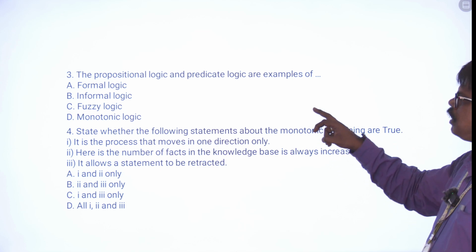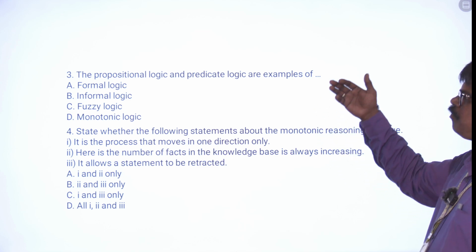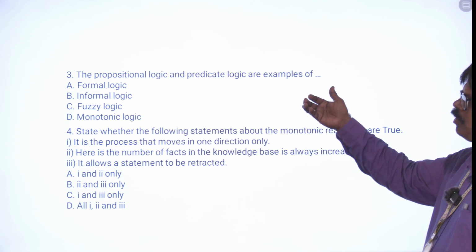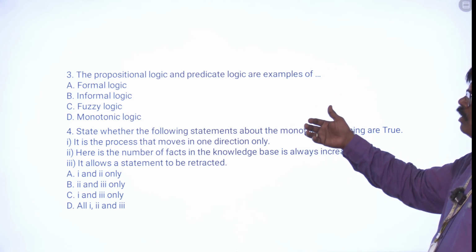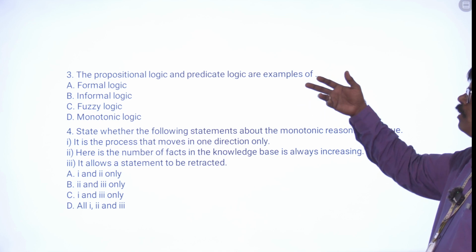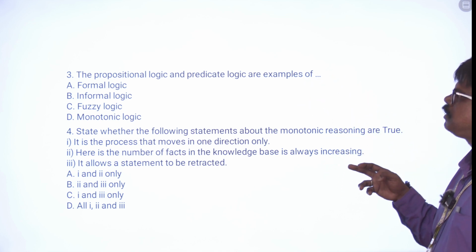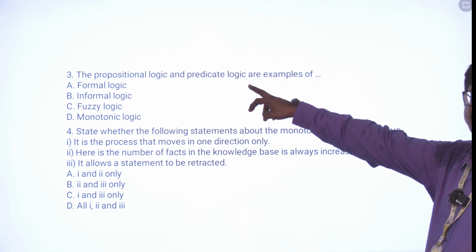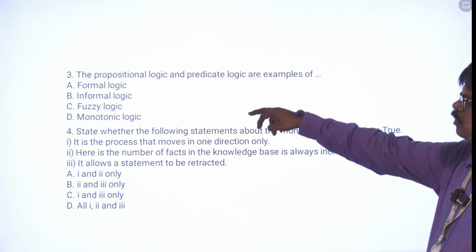Next one: propositional logic and predicate logic are examples of which logic? Again the four options are given: formal logic, informal logic, fuzzy logic, and monotonic logic. The solution for this is formal logic. Propositional logic and predicate logic are examples of the first one, A. You can make a note of it. A is the first one, formal logic.